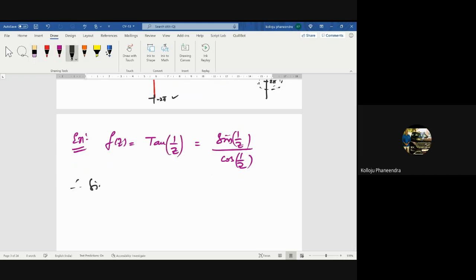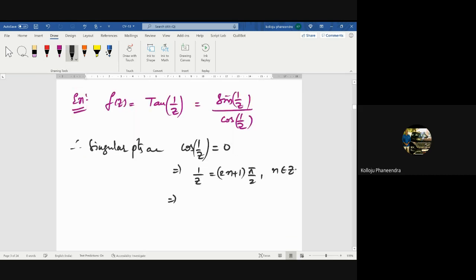Therefore, what are the singular points? When cosine 1 by z equal to 0. When cosine theta is 0, theta is odd pi by 2. Do you remember? Odd pi by 2, that means (2n plus 1) times pi by 2, n belongs to Z. What are the points? Z equal to, reversing this, 2 by (2n plus 1) pi, n belongs to Z.